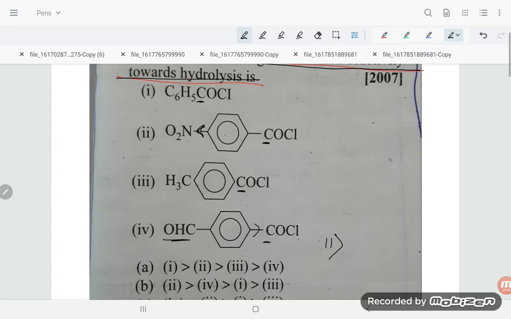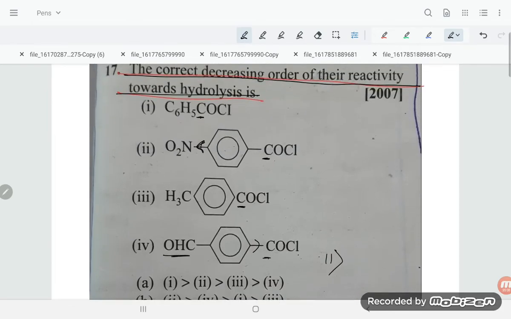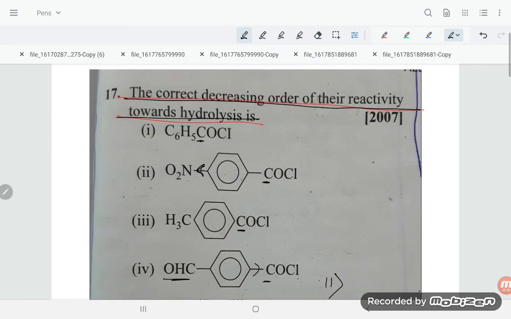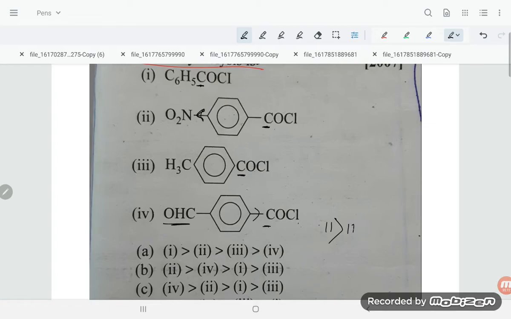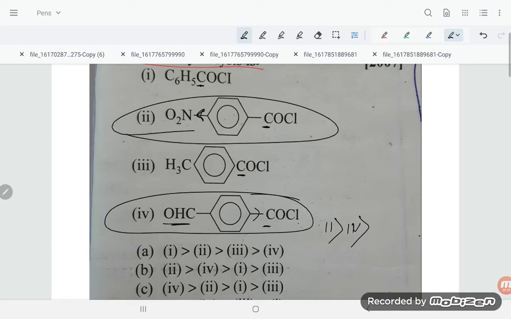COCl is again the electron withdrawing group. So the fourth one will be the next, the second position will come, that is fourth one. Now the two option has gone out. That is, fourth and second has gone out. Now benzoyl chloride is there, and that is this one.